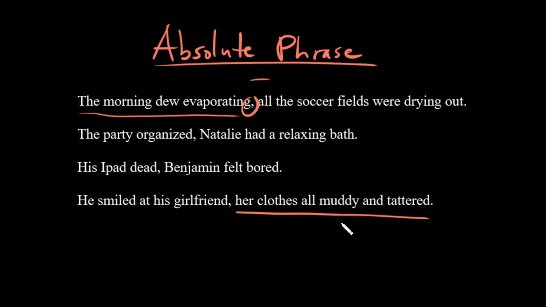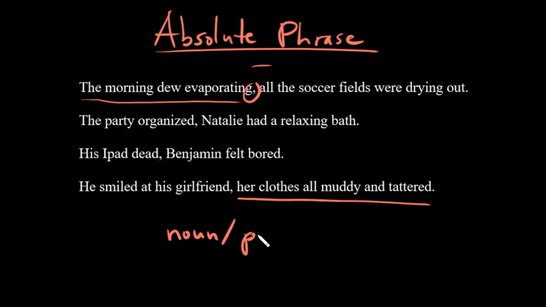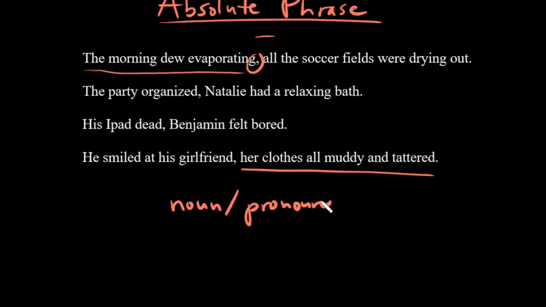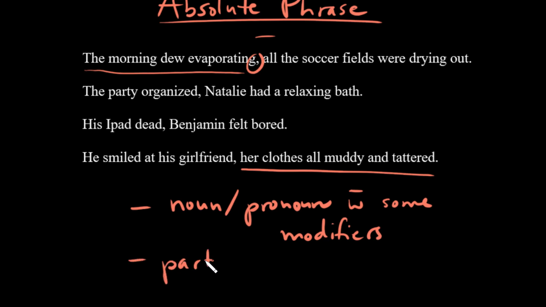But the real core of an absolute phrase is a noun or a pronoun along with some modifiers. And these modifiers are usually a participle of some kind or an adjective. And you can have multiple of these in an absolute phrase. All right, so the modifiers are usually a participle or an adjective. Let's see how this actually works.